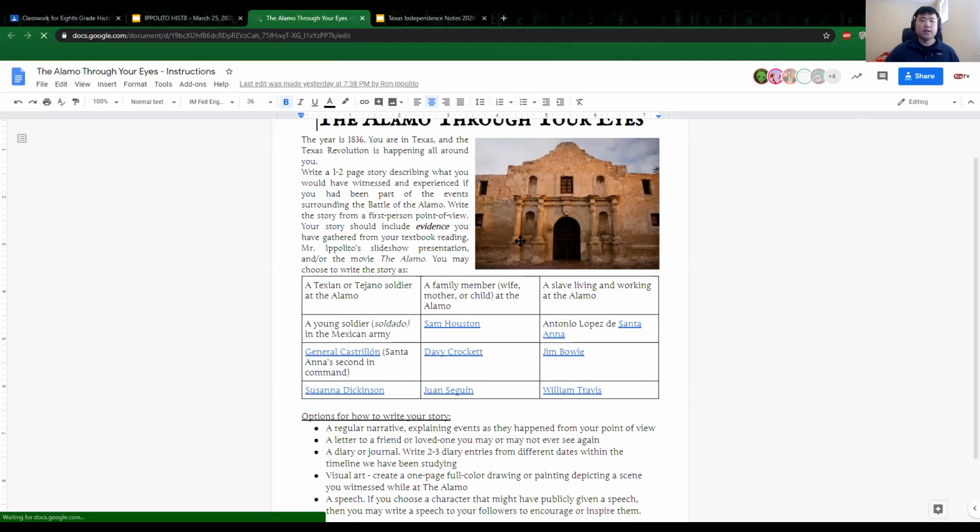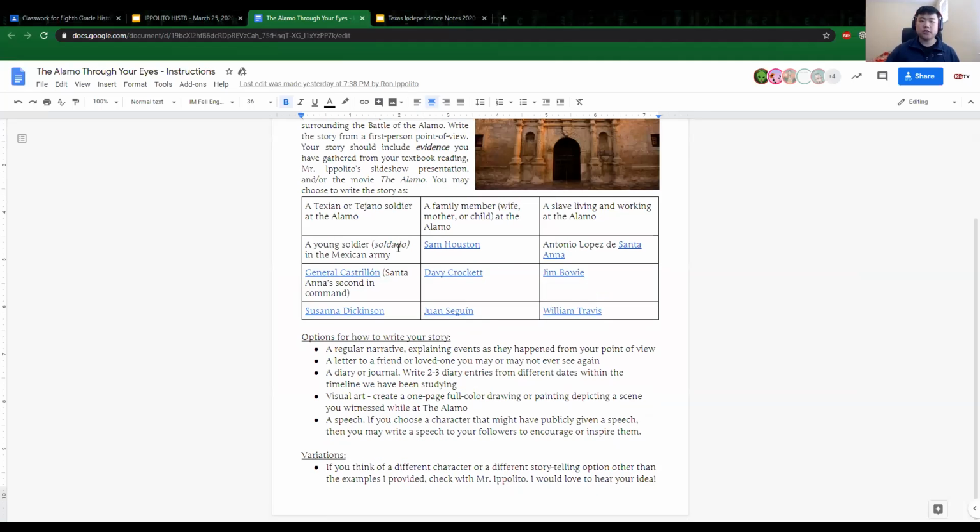So once you finish your research, you can write about Sam Houston, Antonio Lopez de Santa Anna, Davy Crockett, Jim Bowie, William Travis, a Tejano soldier. Tejano is Spanish for Texan. Or a family member at the Alamo, or a young soldier in the Mexican Army.